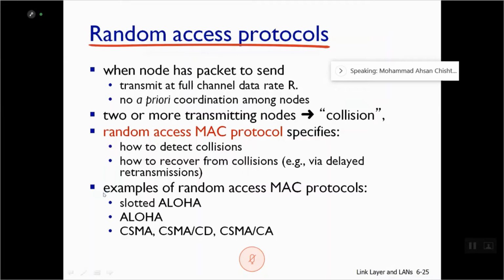When the collision happened, what does the node do? It's not necessary that the node retransmits at the same time. It can wait. And how much can it wait? There's a random delay before the frame starts to transmit once again. So random access MAC protocol specifies how to detect collision and how to recover from collision. That is when I said you transmit after a certain specific delay.